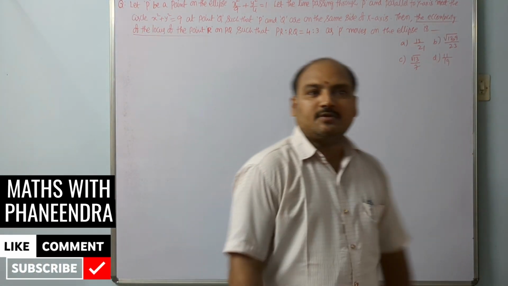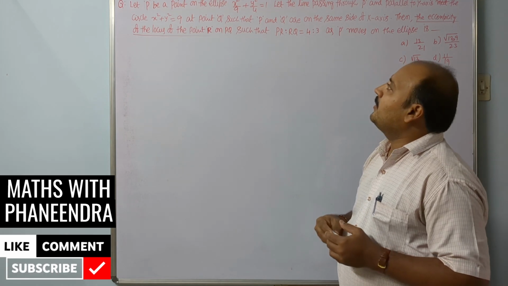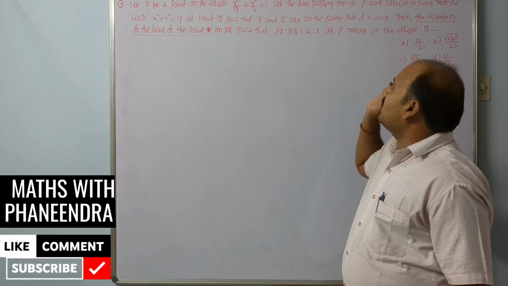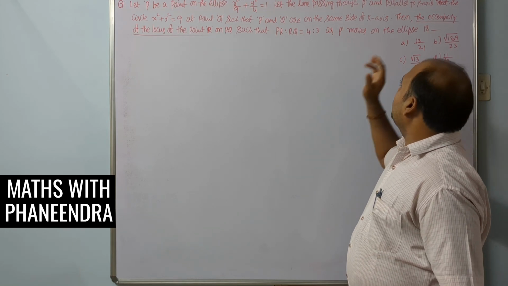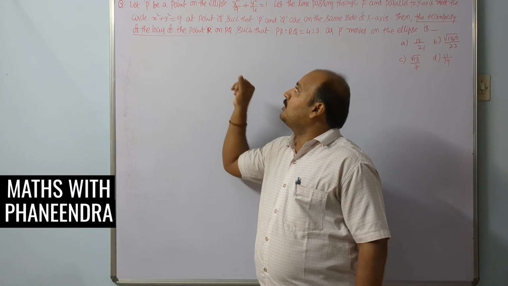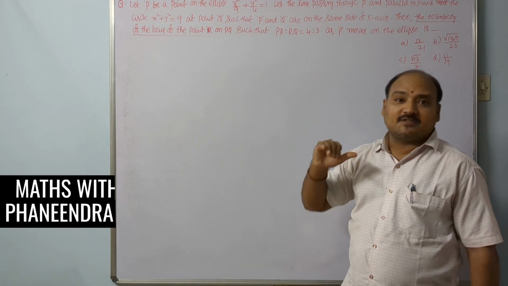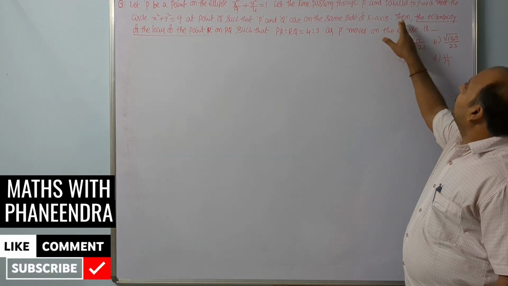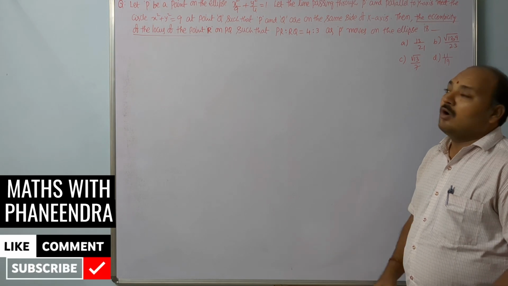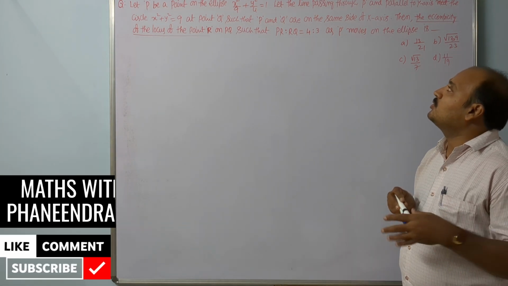The next question, dear students. Let P be a point on the ellipse x square by 9 plus y square by 4 equal to 1. Let the line passing through the point P and parallel to y axis meet the circle at the point Q such that P and Q are on the same side of x-axis. Then find the eccentricity of the locus of the point R on PQ such that PR is to RQ is equal to 4 is to 3.